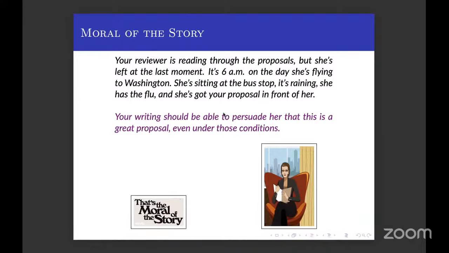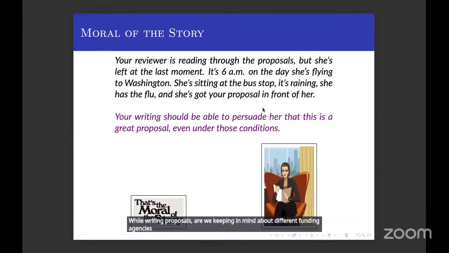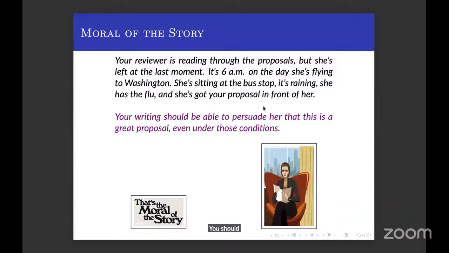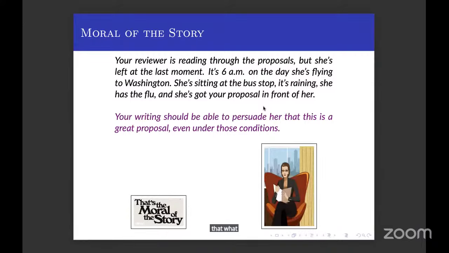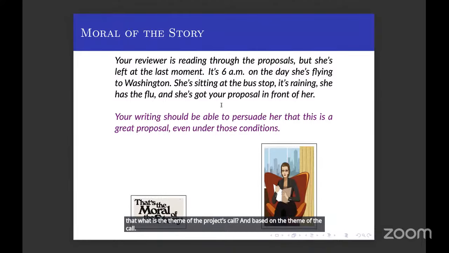While writing proposals, are we keeping in mind the different funding agencies? Yes, of course. While writing a proposal, you should see what the motto of the funding agency is. If the call is related to AI, you should include AI in your proposal. You always have to take care of the theme of the project's call, and based on the theme of the call, you have to write the proposal.